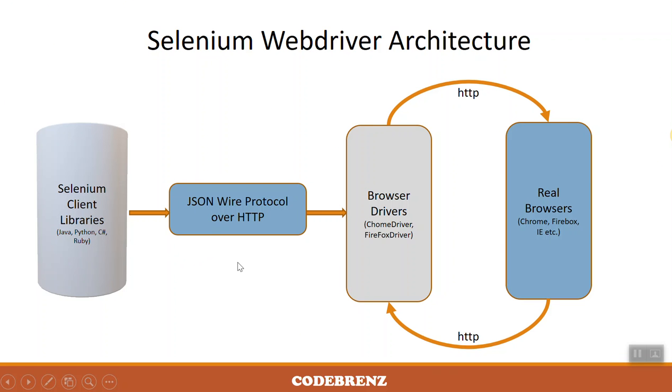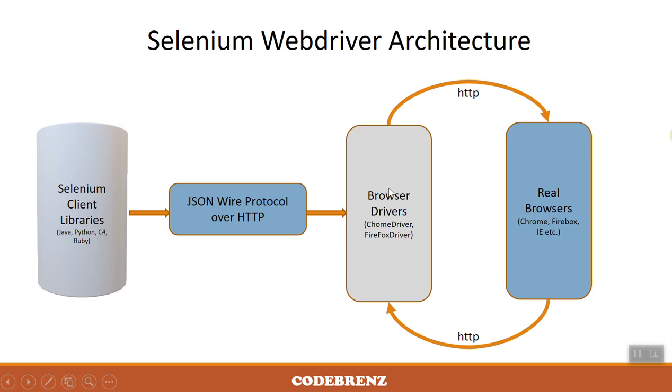The second part is JSON wire protocol over HTTP. So whatever scripts you write using the APIs provided by Selenium, when it is compiled and we try to run it, it is actually converted into JSON. And through JSON wire protocol over HTTP, it is sent over to the browser drivers. So these drivers are kind of servers, you can imagine, that understand the JSON messages. So JSON messages can have typical information like opening a browser or selecting a drop down or clicking on a button and things like that.